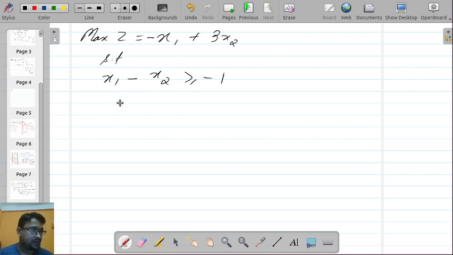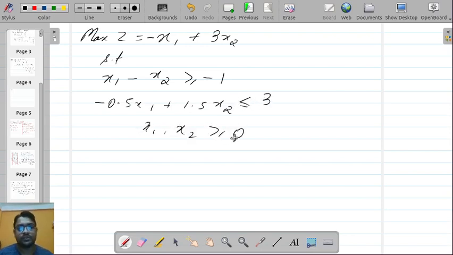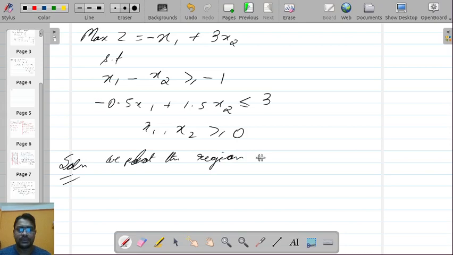and minus 0.5 x1 plus 1.5 x2 is less than or equal to 3, and x1, x2 greater than or equal to 0. Let us try the solution for this one. Let me rewrite these constraints. The writing is exactly the same as the previous one. We plot the region described by the given constraints.